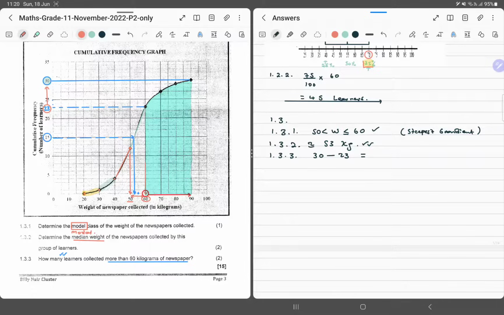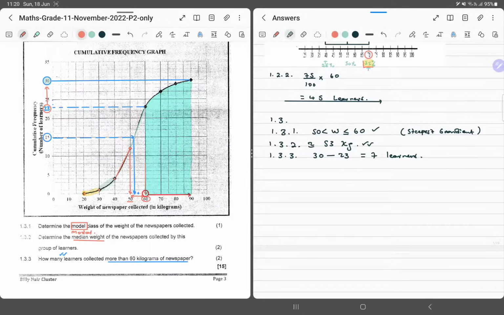Yeah, bro. So we've got 7 learners. Okay? Because the question was all about the number of learners. So that is the story. So that's what we are doing.